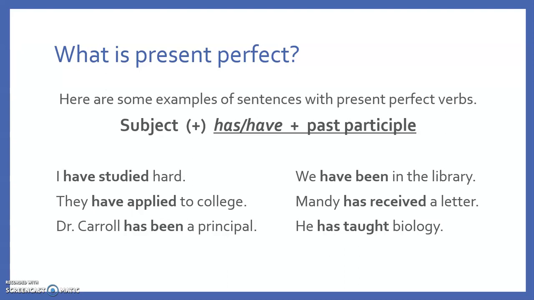They have applied to college. They is the subject. Have is third person plural. It agrees with the subject, they. And applied is the past participle form of apply.